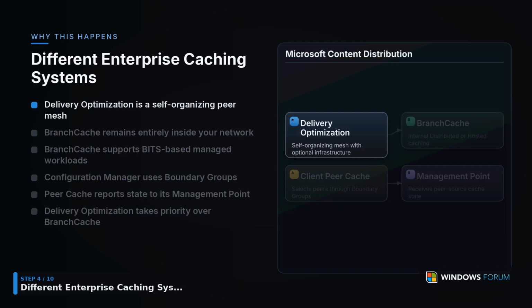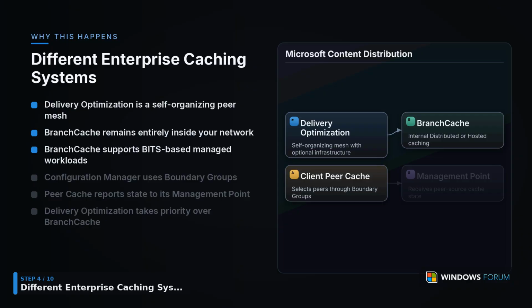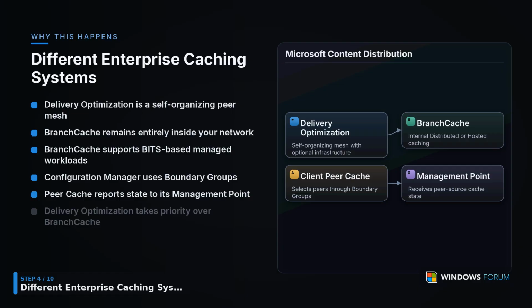Three Microsoft distribution systems can look similar, but they are not interchangeable. Delivery optimization is a self-organizing mesh and can work without on-premises infrastructure. BranchCache stays inside your network, using distributed or hosted mode for WSUS and Configuration Manager BITS-based workloads. Configuration Manager client peer cache instead uses boundary groups, with sources reporting cache state to a management point. When delivery optimization and BranchCache are both available for supported content, delivery optimization takes priority.